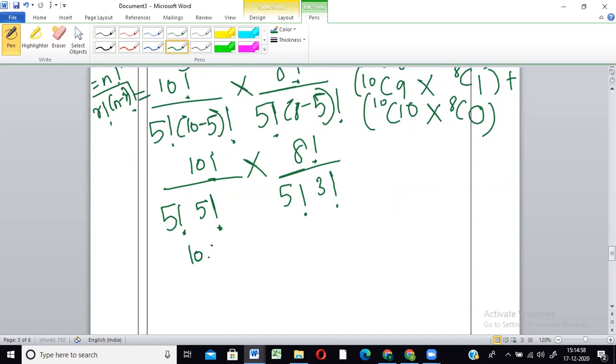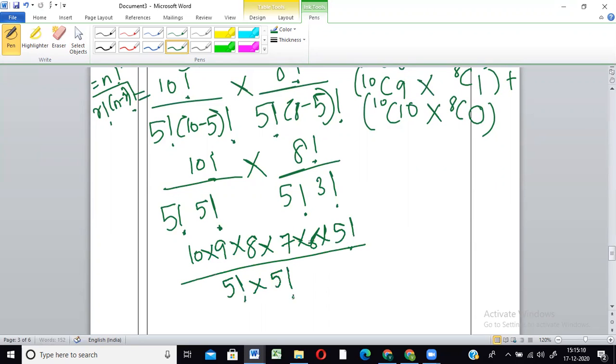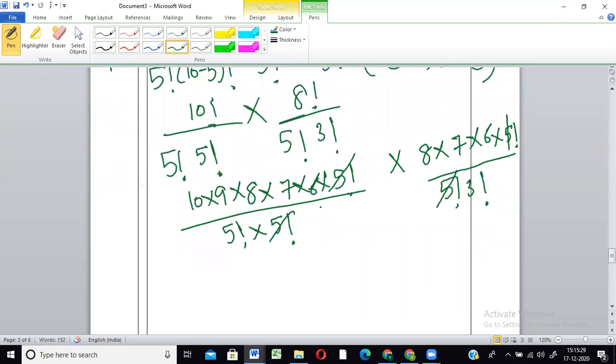This is nothing but 10 into 9 into 8, 7, 6 into 5 factorial upon 5 factorial into 5 factorial. And here we have 8 into 7 into 6 into 5 factorial upon 5 factorial into 3 factorial. So here we have 5 factorial getting cancelled. Here 5 factorial cancelled. Then whatever remains, now you can solve. So this 5 factorial in the next step can be written as, just a second, whatever remains, I'm going to write down those.